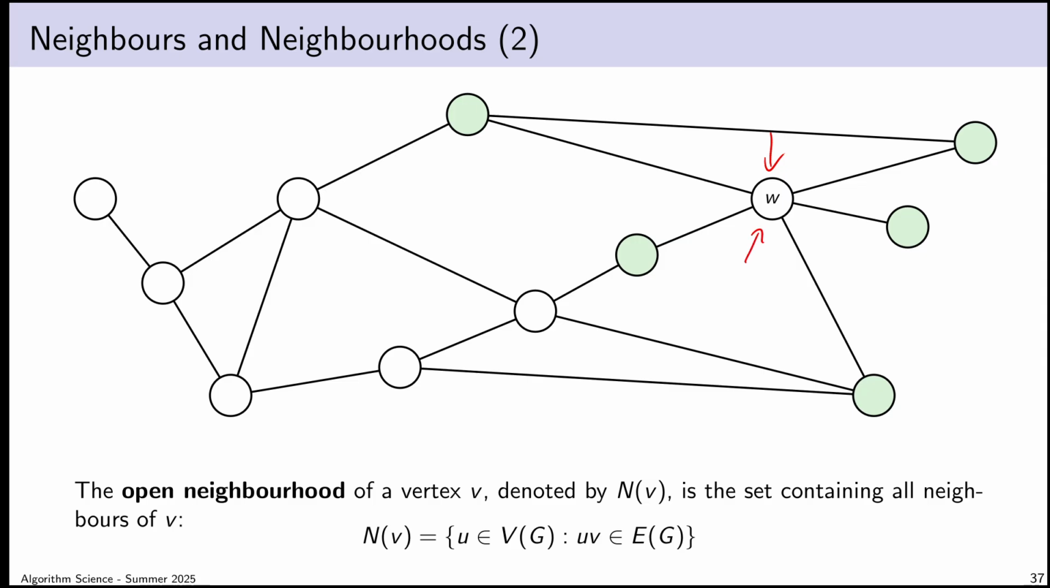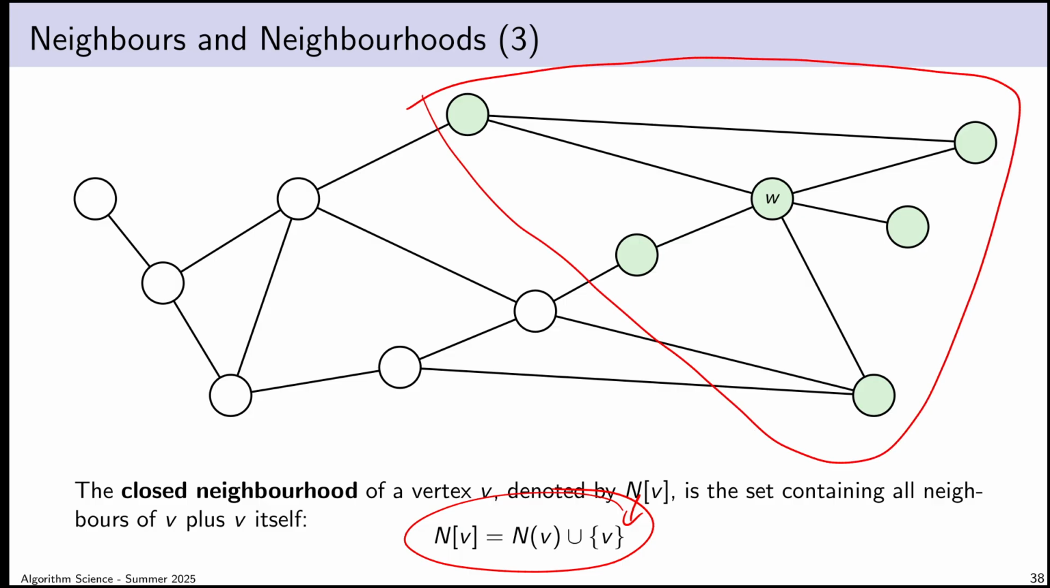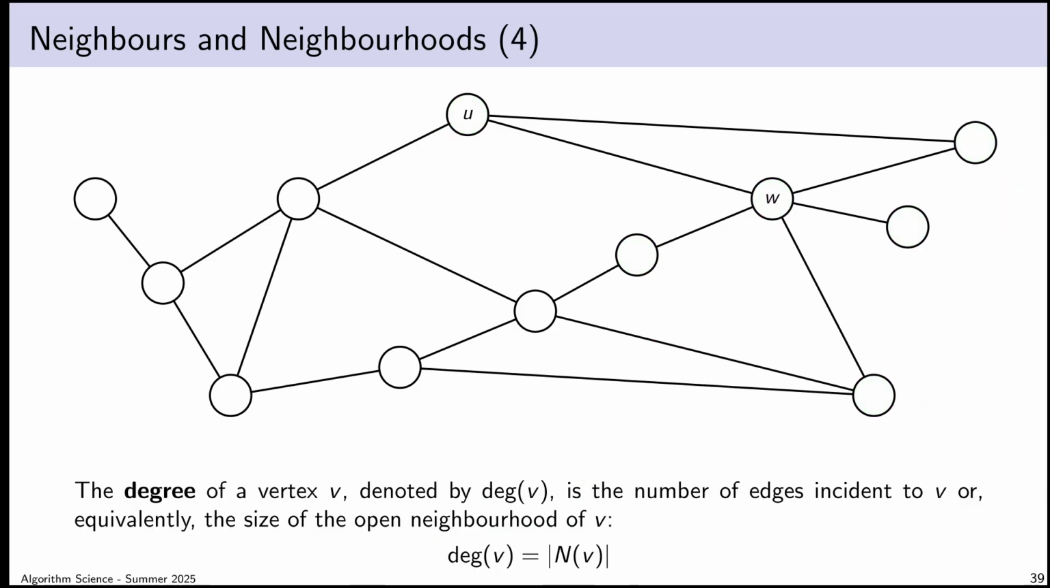That's a good point. So we'll define a second variant called the closed neighborhood. The closed neighborhood of some vertex V is the set containing all of its neighbors and V itself. So W is part of its own closed neighborhood, but it's not part of its open neighborhood.